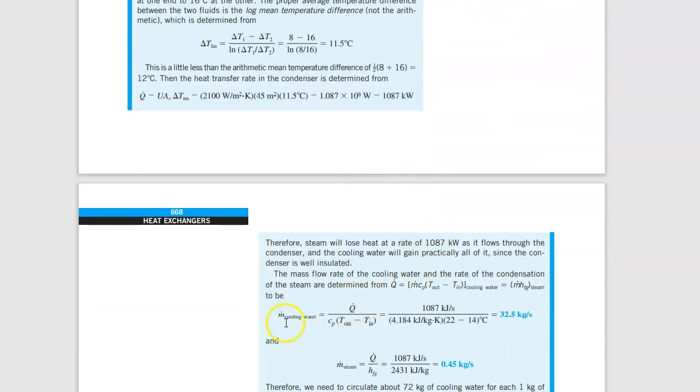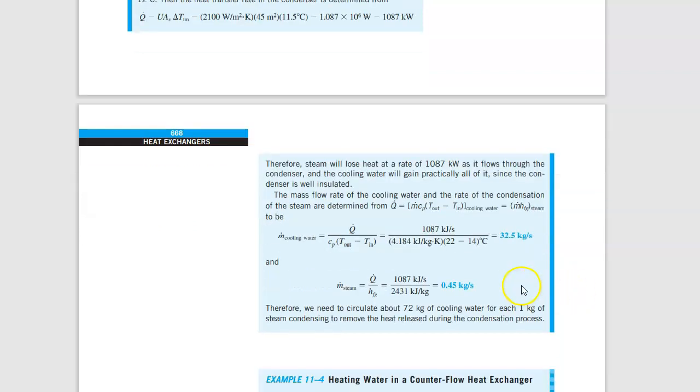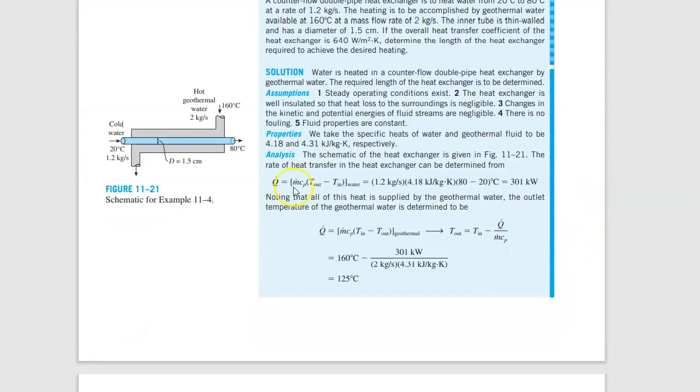The mass flow rate of the cooling water is m. Rearrange the formula: Q dot equal to m cp ΔT. Bring out the m, so we get Q over cp ΔT, and we get this value, 32.5. For the steam, just use the formula Q equal to m dot hfg, so m dot for steam equal to the same Q over hfg, which is 0.45. Alright, let's have a look at this one; we will do it in the class, meaning in the slides in the lecture notes.